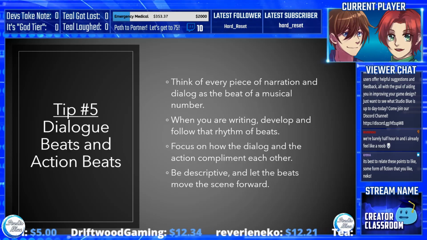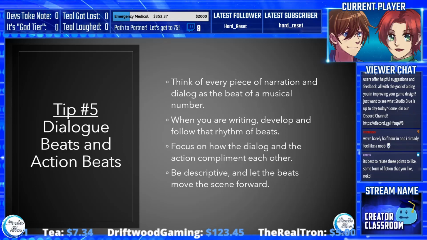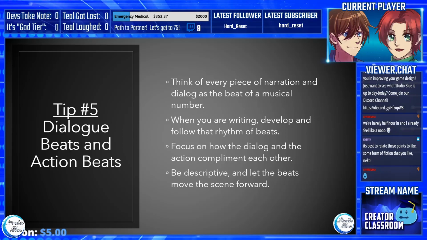Now, like everything that is a skill set, over time it becomes muscle memory. So if you're watching this, whether live or on VOD, and you're like, oh my gosh, this is so much to take in, the more you practice at it, the more your muscle memory kicks in and it just becomes a thing you do. Lastly, be descriptive and let the beats move the scene forward.